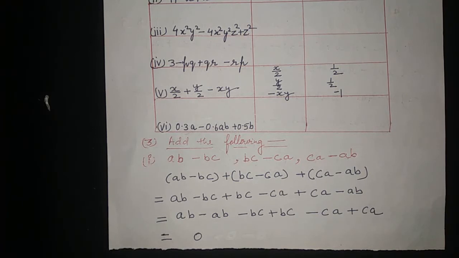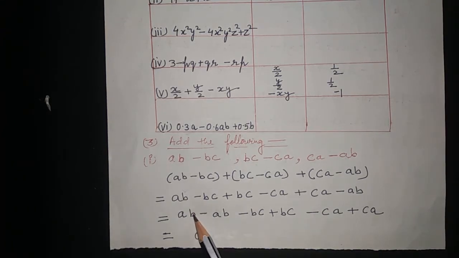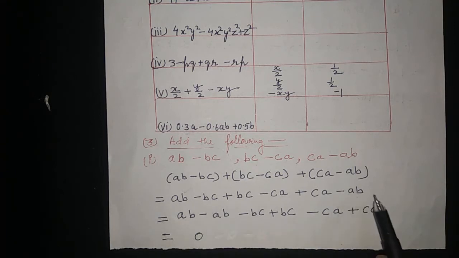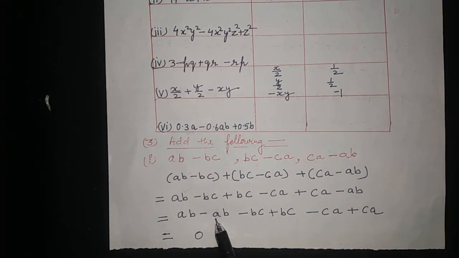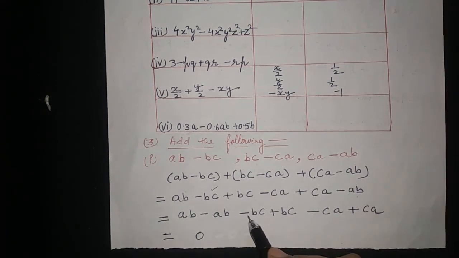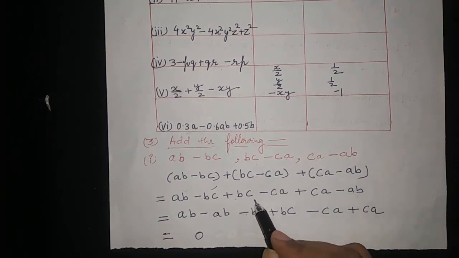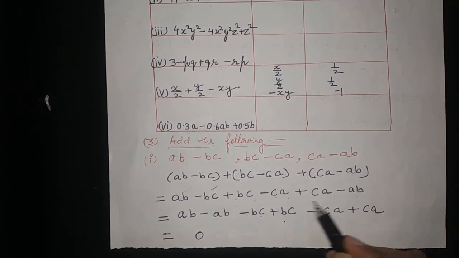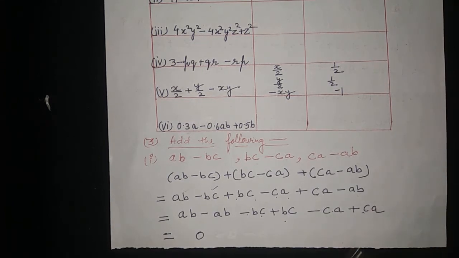And after this, you know what you have to do? In the introduction, I have told you that all the like terms we will write together. We will collect together. So this AB you will write. After this AB, what we have to write? This one AB, AB and this AB. AB minus AB. Now this BC we will write, minus BC and plus BC. Then minus CA plus CA.